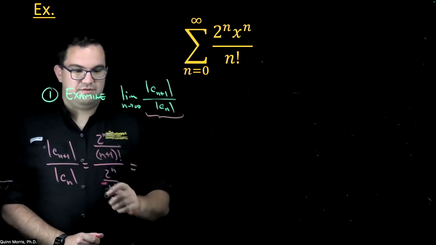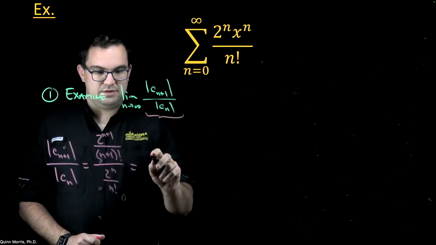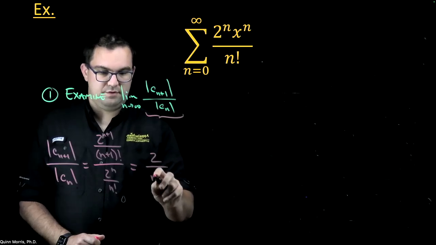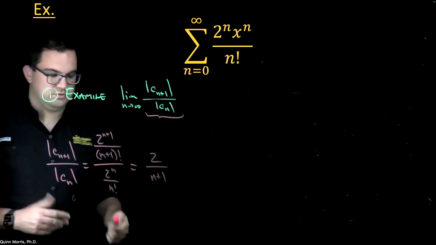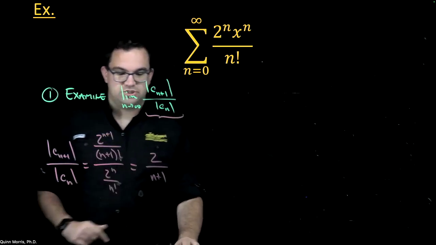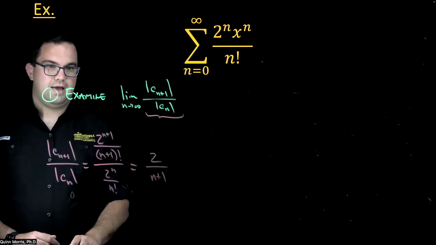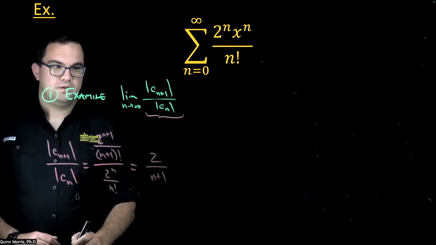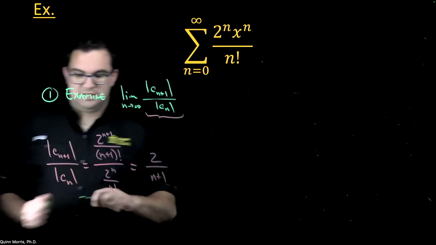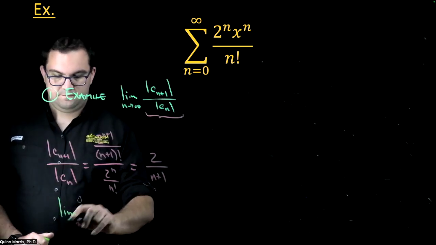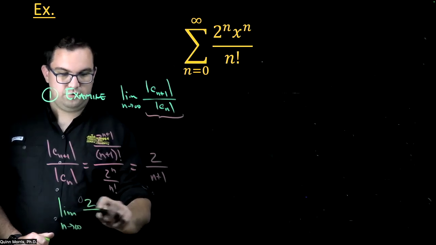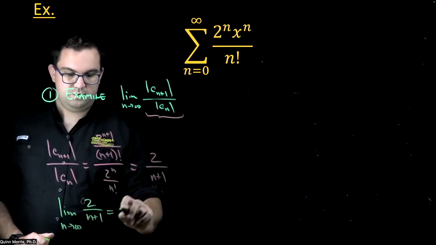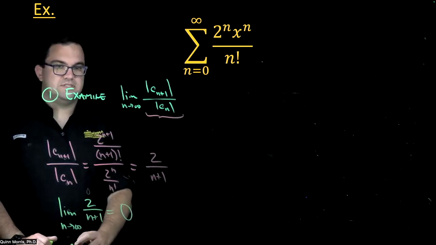And now if I do a bit of algebra, and I'm going to speed this up a bit, hopefully by now you're getting used to the cancellation of factorials and powers. I will get that this ratio is 2 divided by n plus 1. Okay, so now if I want to understand this limit, I'm going to look at the limit as n goes to infinity of 2 divided by n plus 1, which is equal to 0.